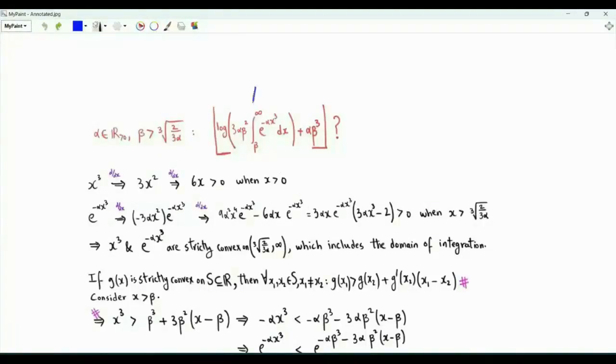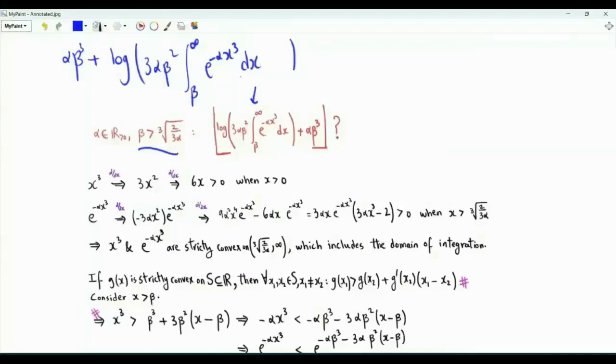Bismillahirrahmanirrahim. We are interested in the floor of this quantity, which depends on the positive real numbers alpha and beta. Alpha and beta are constrained to obey this inequality: beta is superior to the cubic root of 2 over 3 alpha. The quantity we are interested in is alpha beta cubed plus the natural logarithm of 3 alpha beta squared multiplied by the integral, x from beta to infinity, of e to the minus alpha x cubed dx.